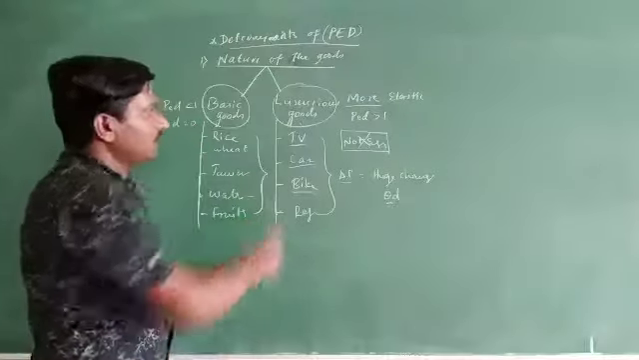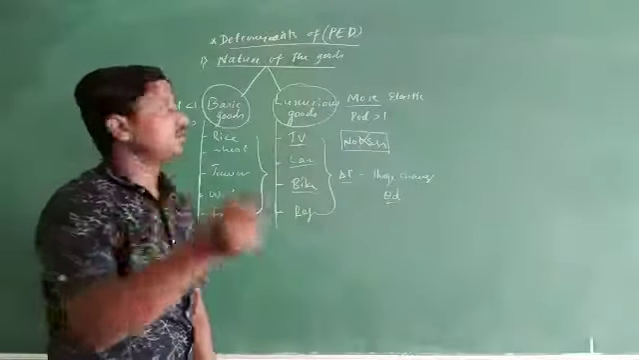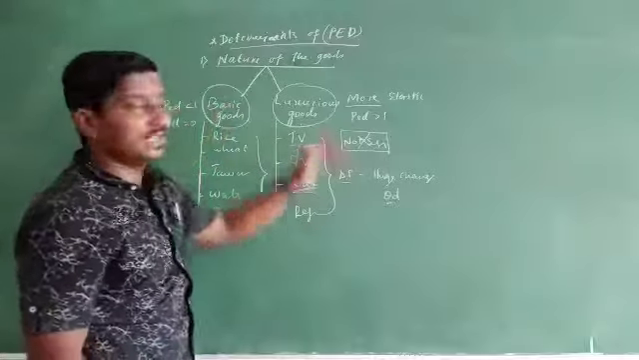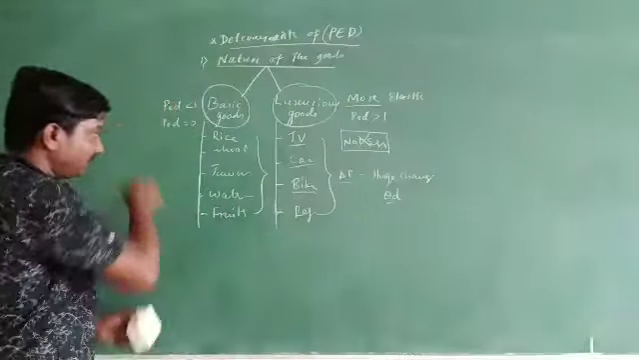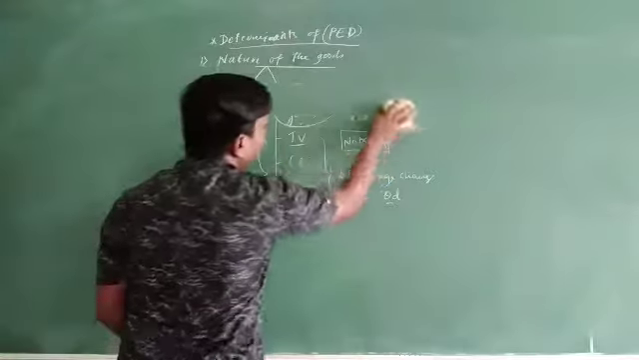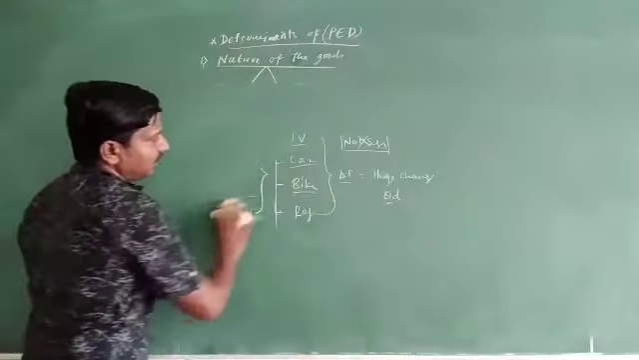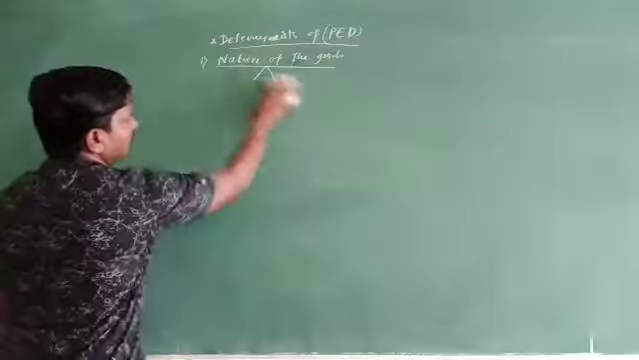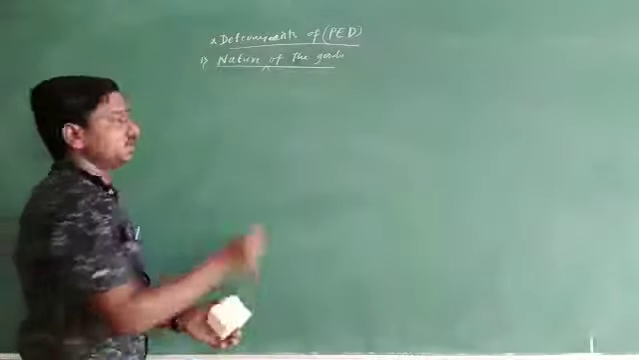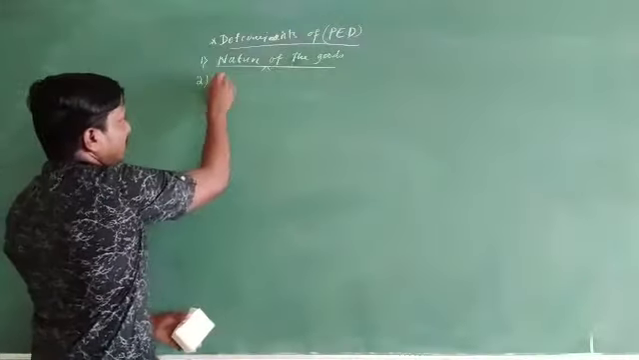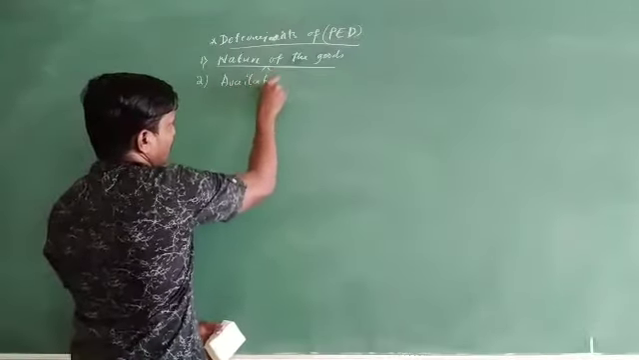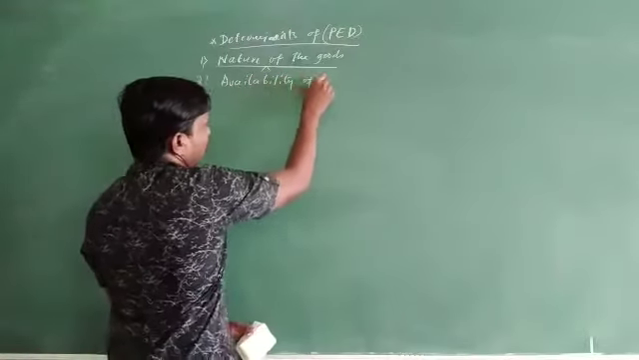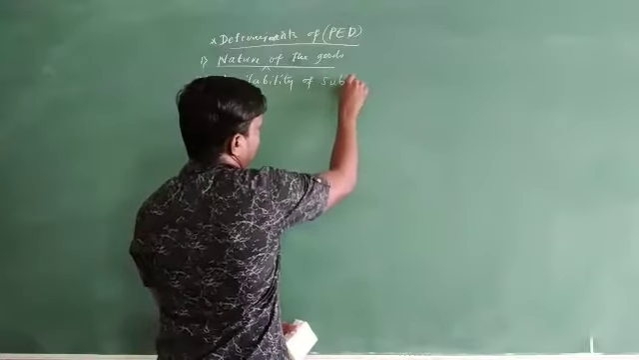So this is how, on the basis of nature, the price elasticity of demand is going to occur. Let us see the second determinant of price elasticity of demand after the nature of the goods, and that is the availability of substitutes.